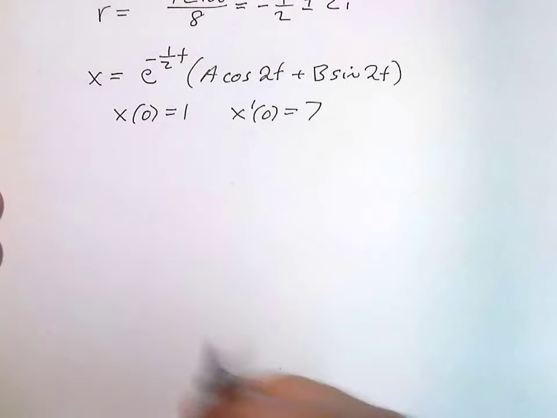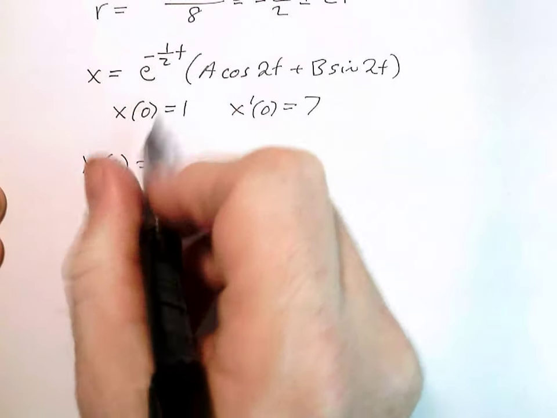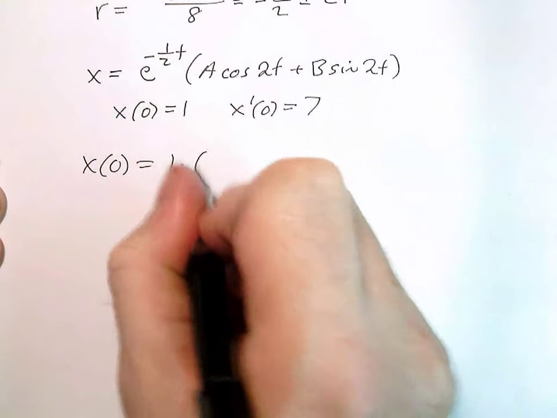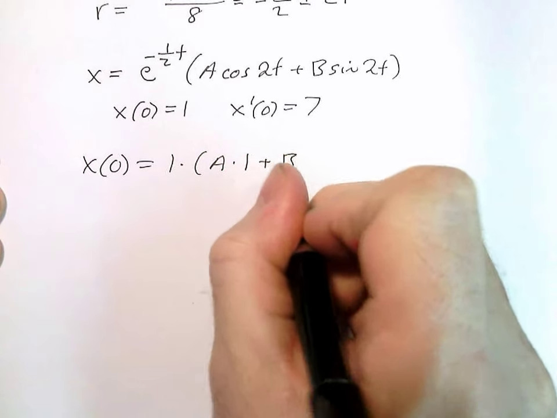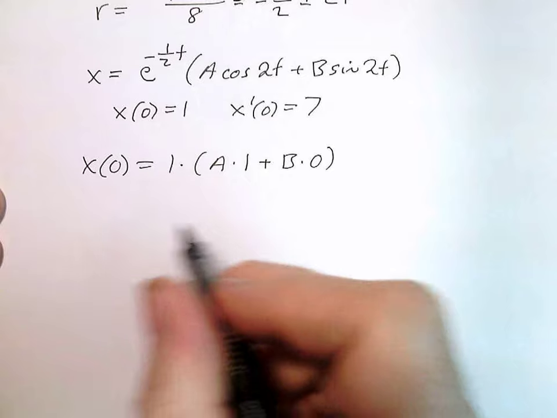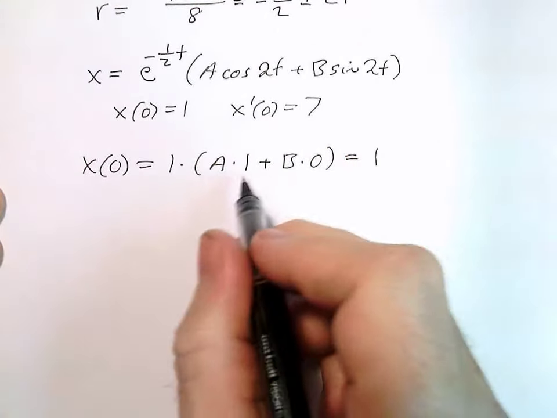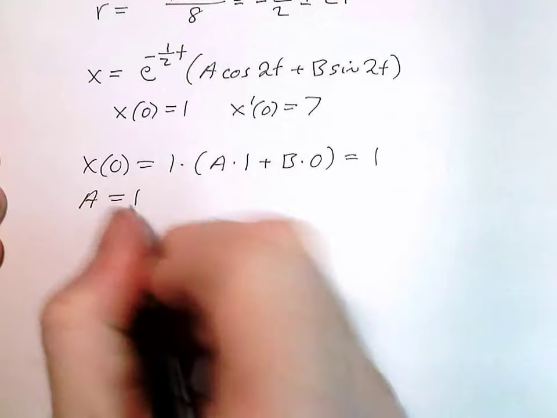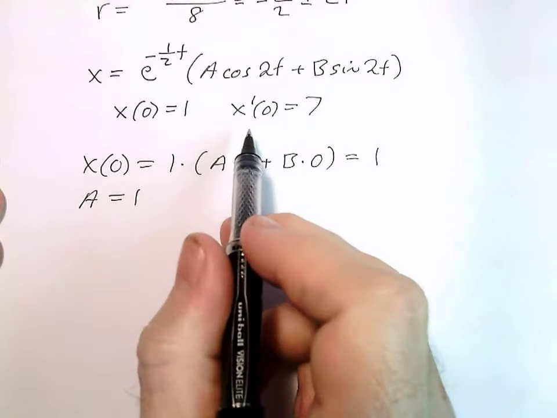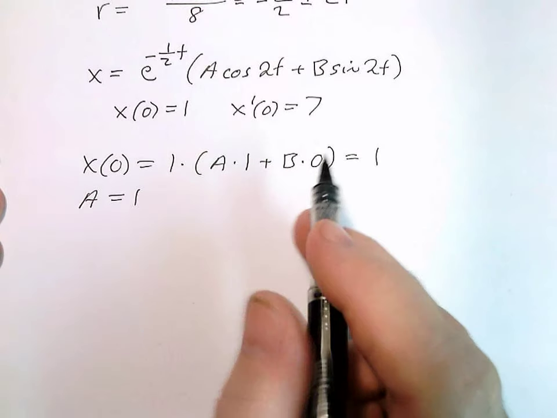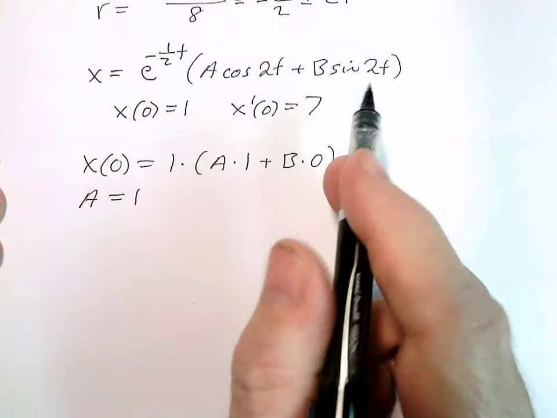So if I put 0 in here, x(0), I have e^0 is 1, and then I have a times cos(0) is 1, and sin(0) is 0. And this equals 1. Well, this is just a = 1, so I get that from that condition. I need the derivative in order to determine what b is, so I have to use the product rule, because I have a product of this exponential with this sum here.